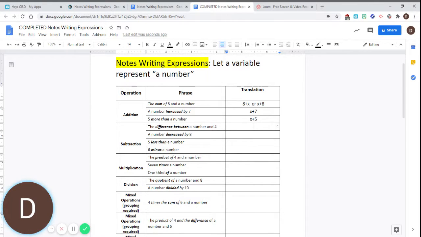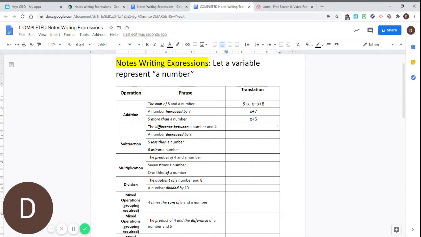So we're going to take the same logic and we're going to look at subtraction, multiplication, division, and so on. So subtraction, the difference between a number and 4. With subtraction, if you remember back, kicking it old school, I know, going back to middle school, I hope you remember your teachers talking about subtraction. The order matters with subtraction.